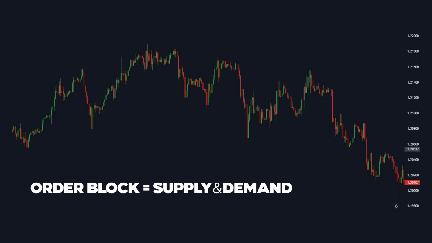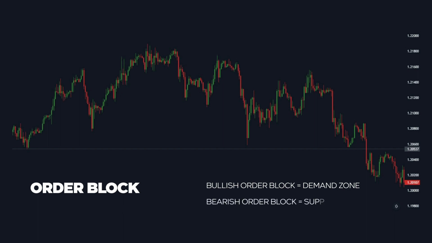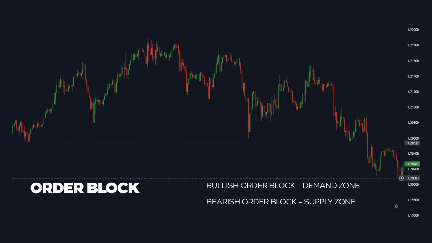We also call them POI, which is short for points of interest, or AOI, areas of interest, but they essentially mean the same thing. It's just different terminology. A bullish order block is the same thing as a demand zone, which is a long zone, and a bearish order block is the same as a supply zone, which is a short zone. Order blocks are one of the most important concepts to understand when trading.